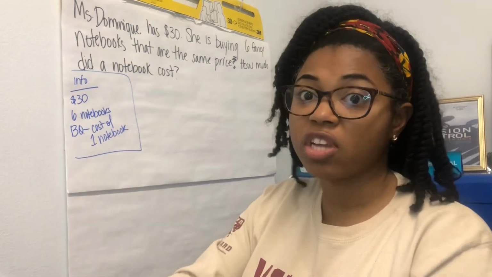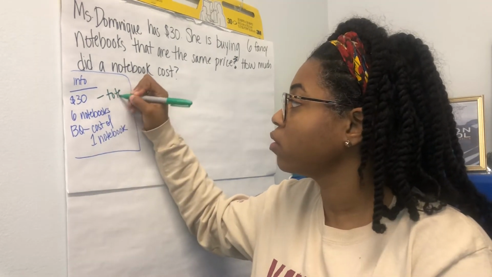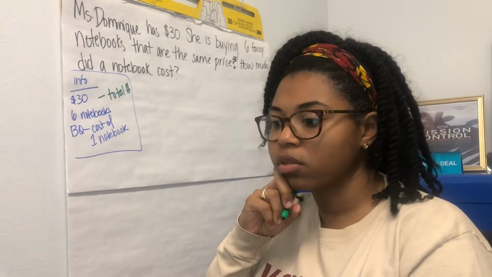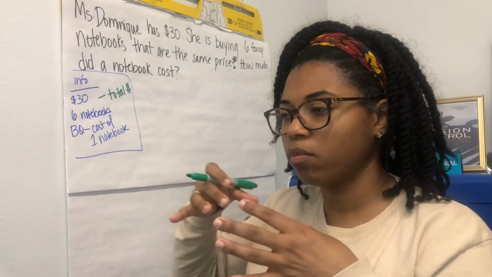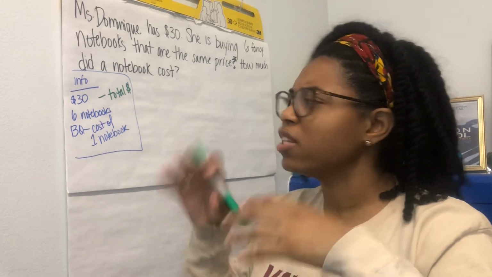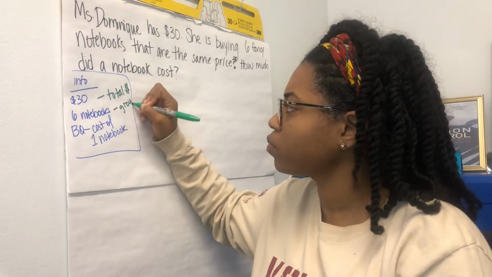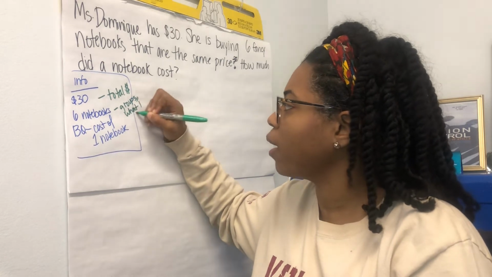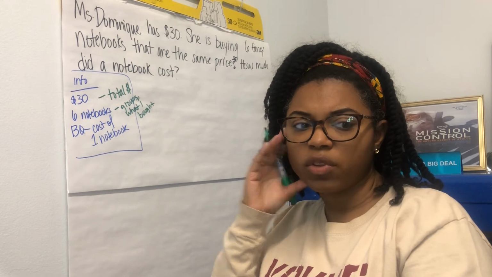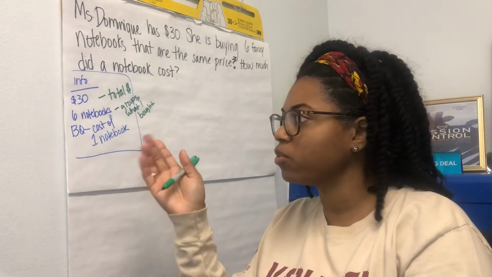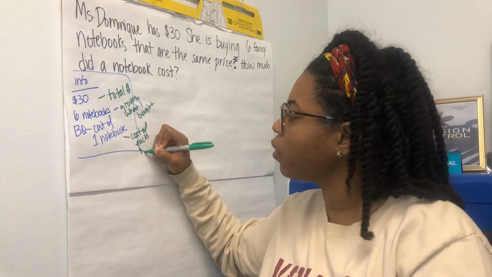Let me think about what each number represents. So $30, that's the total money I have. 6 notebooks, that's the number of groups that I have. That's what I bought. And the cost of one notebook is going to be the same for all of them, so that must be the cost of each notebook.